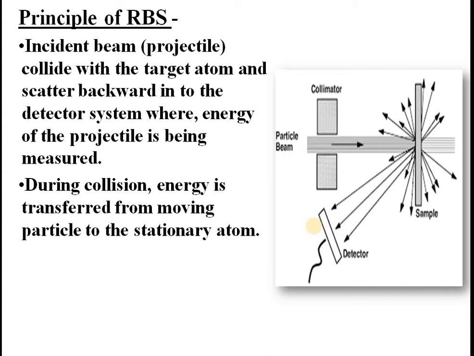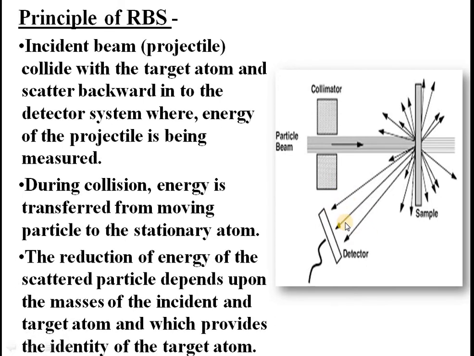During collision, energy is transferred from the moving particle to the stationary atom. So here energy exchange takes place. Understand? Because the projectile is coming, energy is exchanged. As a result, the target nucleus also undergoes recoil. The projectile nucleus undergoes some scattering. So we take into account the scattered particles' energy and intensity.